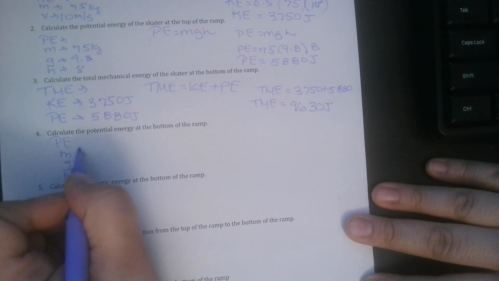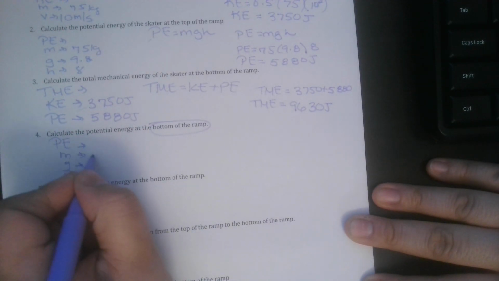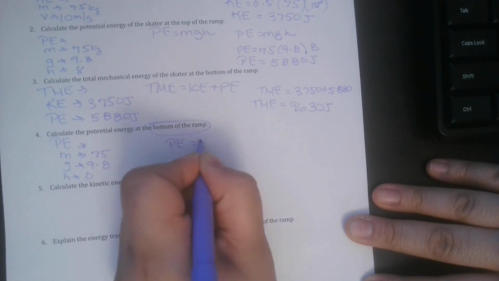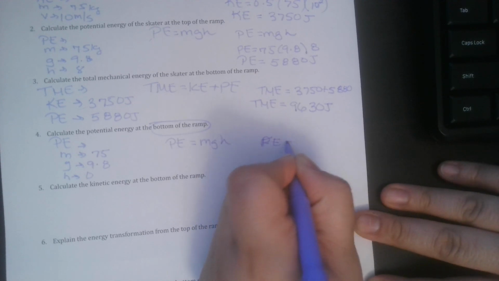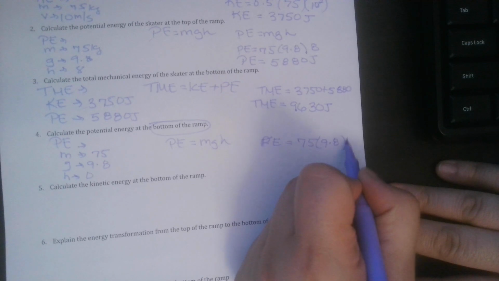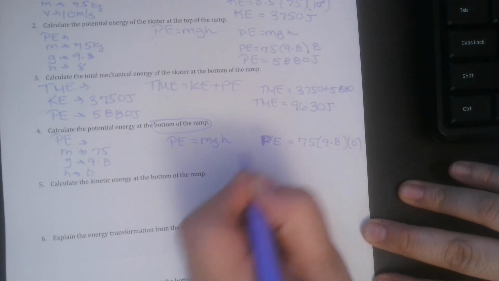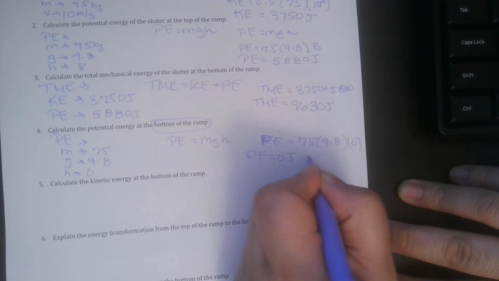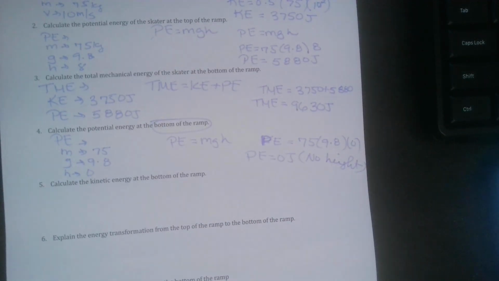In this case, if we're at the bottom of the ramp, there is no height at the bottom of the ramp. Any number multiplied by 0 is going to give me a 0. I'm going to show you the algebra. If you want to just explain, that's fine. But make sure you explain or else I can't give you the points on the exam. No height. If there is no height, there's no potential energy.